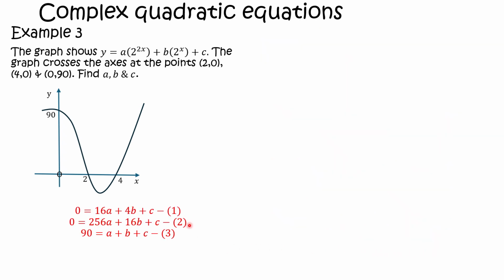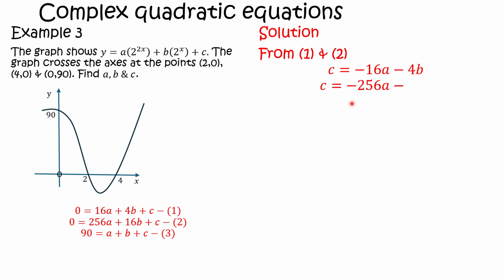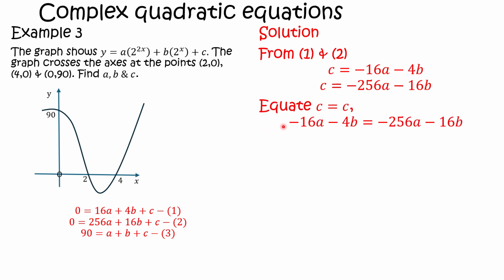We've got 3 equations as highlighted on the left hand side. So from equation 1 and 2, c is equal to minus 16a minus 4b, and c is equal to that. So equating c to c, we are going to get that, and rather grouping the like terms, we would have 240a plus 12b is equal to 0. Now let's label this equation 4.